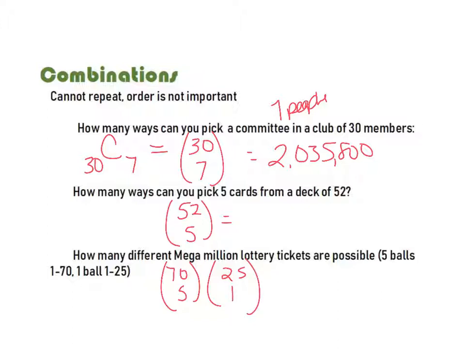And this is an and, so I'm going to be multiplying those different values together. Type one in my calculator, type the other one in my calculator, multiply those together. It's going to be some crazy huge number. 302 million different Mega Million lottery tickets could be created from those numbers. Not very likely you're going to win.